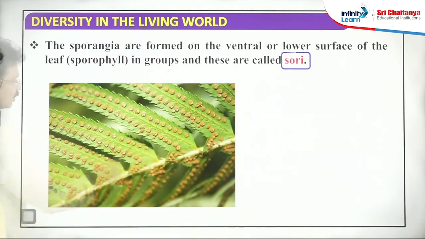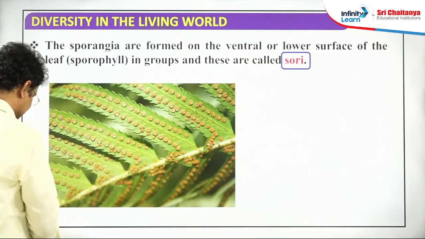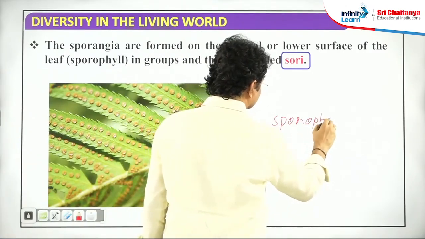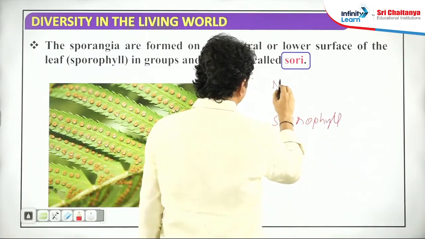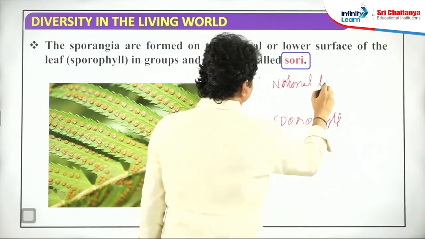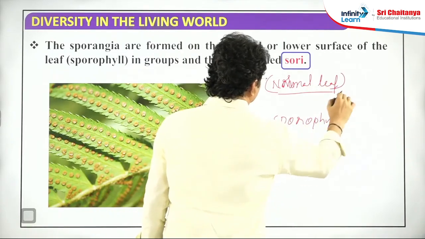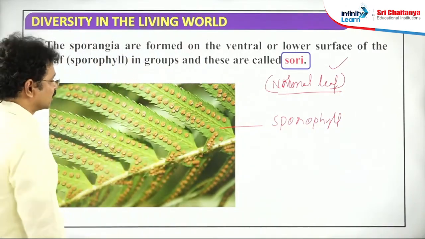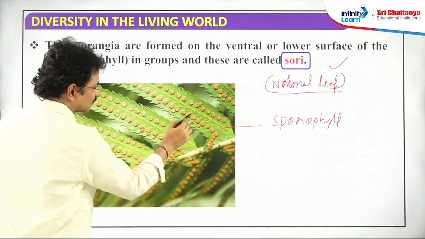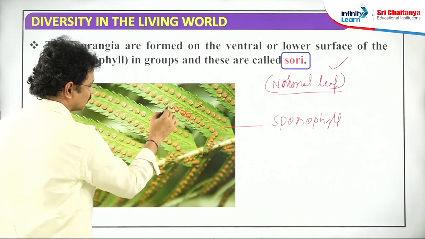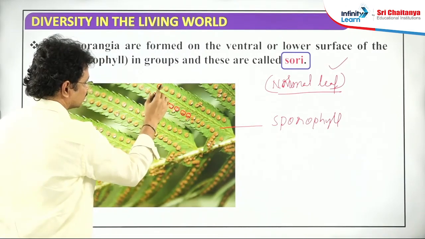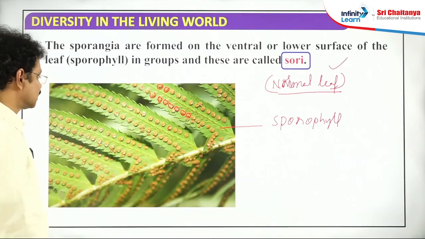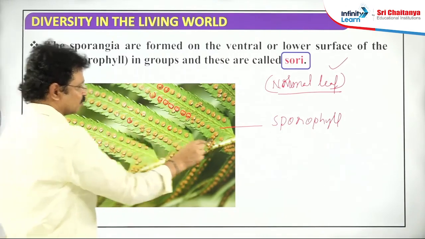Yes, observe here. This green color entire leaflet structure is the sporophyll. How can you differentiate the sporophyll from a normal leaf? A normal leaf is purely green in color and helpful for photosynthesis. But a sporophyll is green as well as possessing sporangia. All these brown color patches are sporangia. Due to the presence of sporangia, these leaves are called sporophylls.